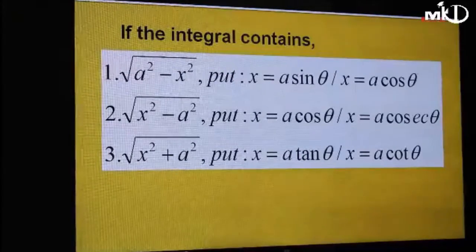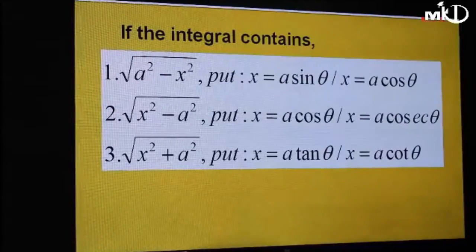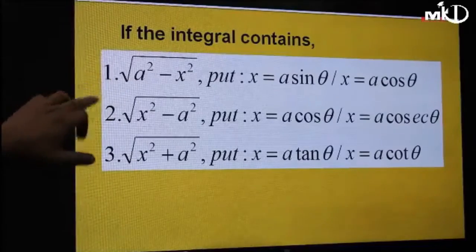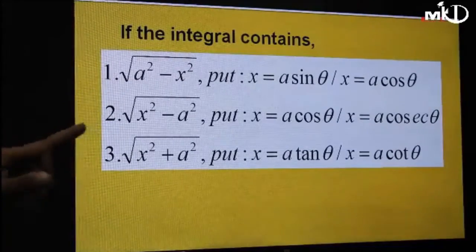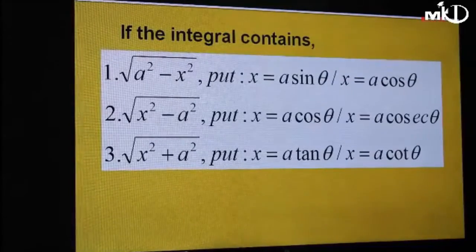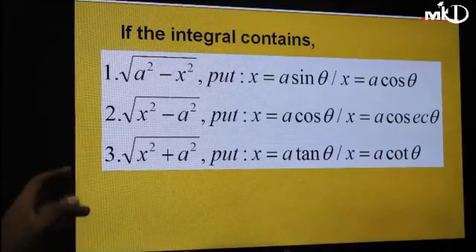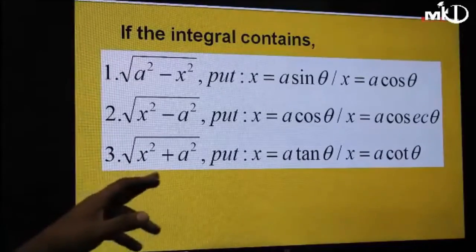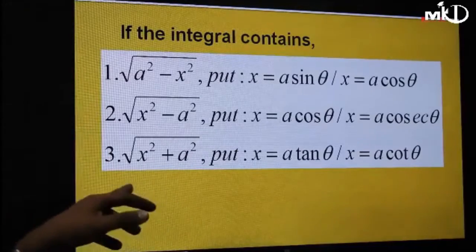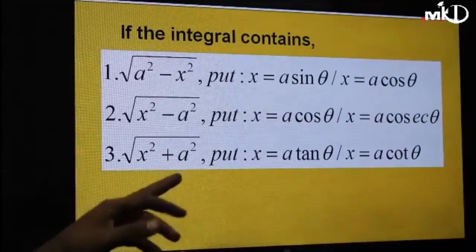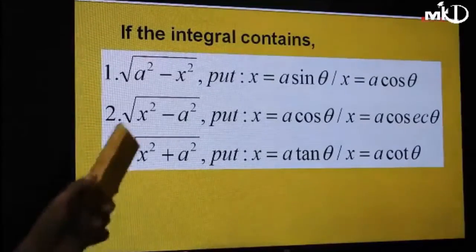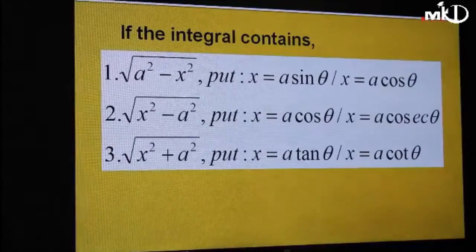So these are some basic rules. Just remember, if our integral contains terms like a square minus x square, then generally we substitute x by a sin theta or x by a cos theta. When it is x square minus a square, we take x equal to a sec theta or x equal to a cosec theta. And when it is addition, x square plus a square, we take x equal to a tan theta or x equal to a cot theta. If we take all these substitutions, the problem becomes much simpler and we can do its integration.